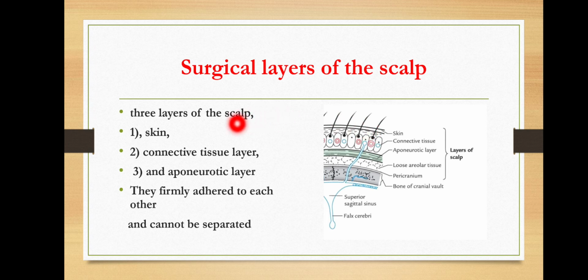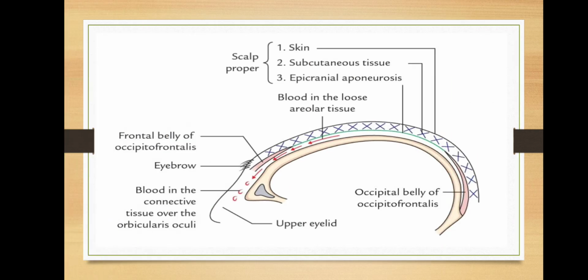Okay? So there are 3 layers of the scalp. The first one skin, second one connective tissue, and third one aponeurotic layer. They are firmly attached to each other and they cannot be separated. Hence these are known as the surgical layers of the scalp, or it is also known as scalp proper. Right. Next. So before going to know about the black eye, let's know the mechanism how the black eye will occur.